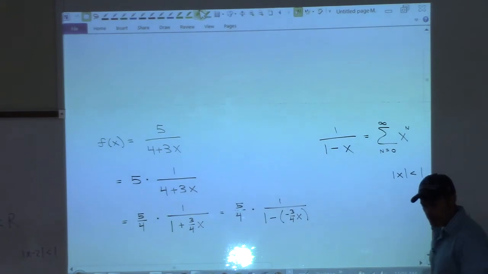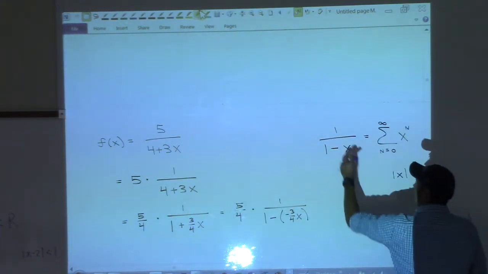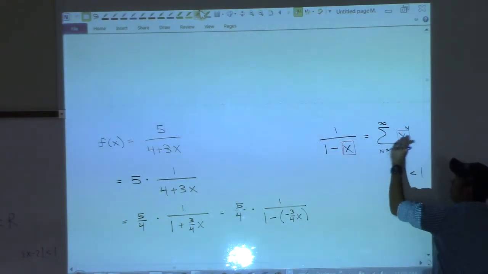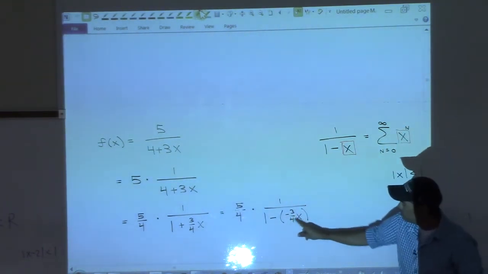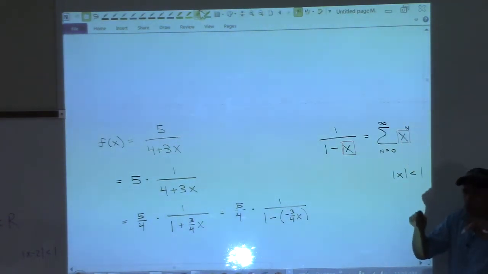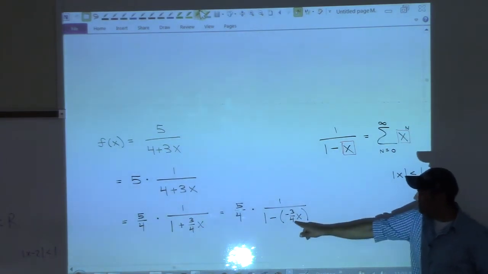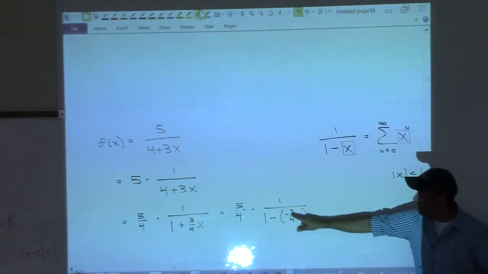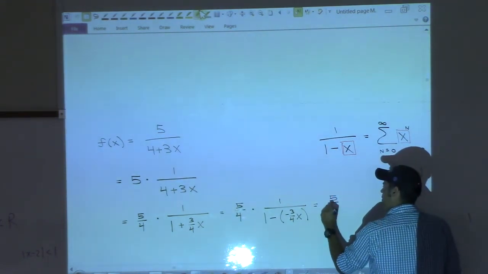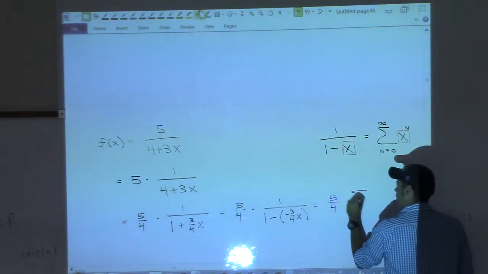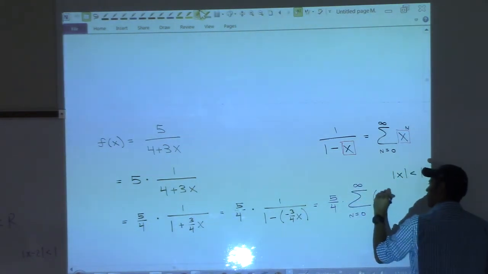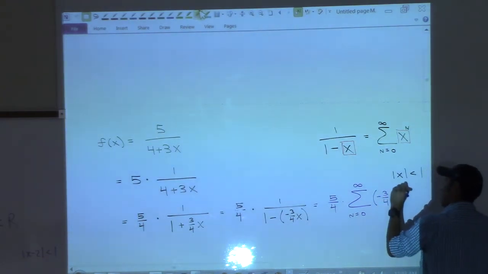Now, I will point out that really we're treating this x almost like a variable expression. Whatever we get in here, this whole thing, is just going to be replaced right here, so it's almost like a u substitution. If this was u and that was u, then that's our u, negative 3/4 x. So this should become 5/4 times the sum from n equals 0 to infinity of negative 3/4 x to the nth power.